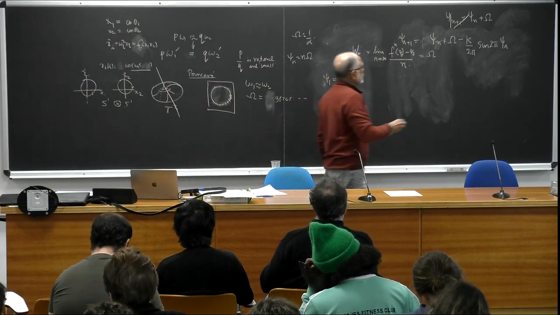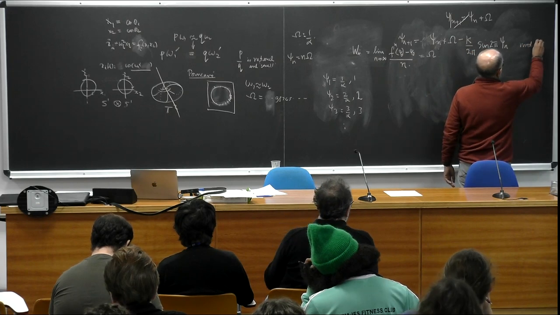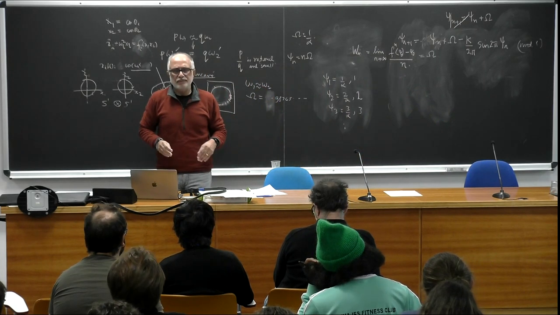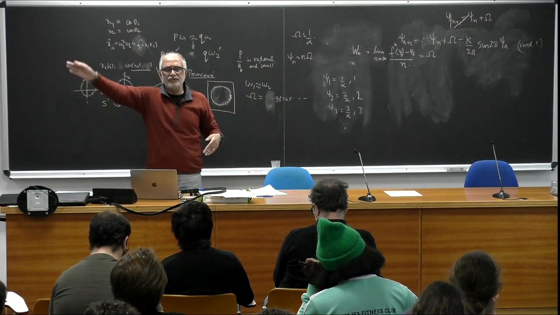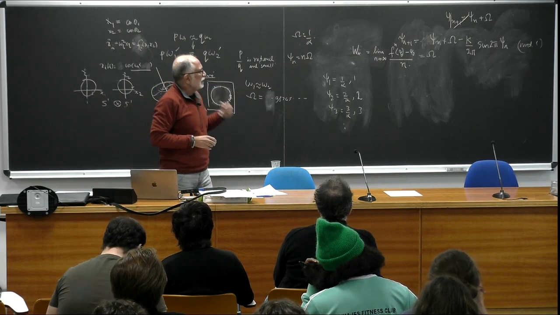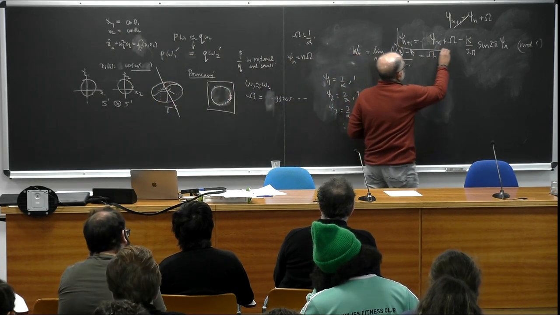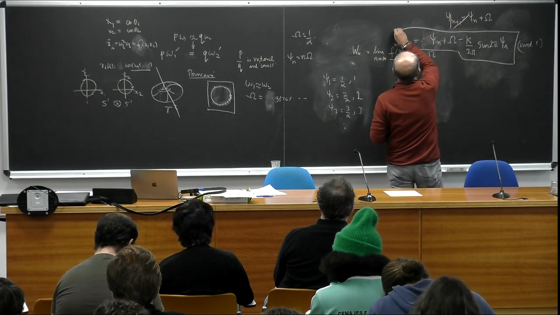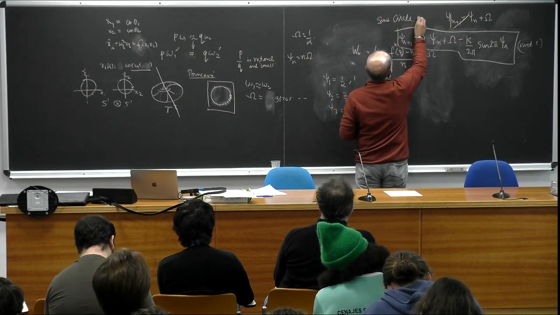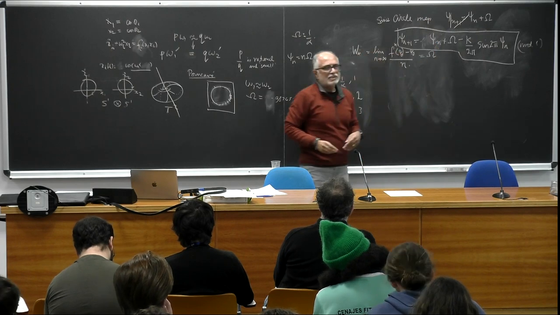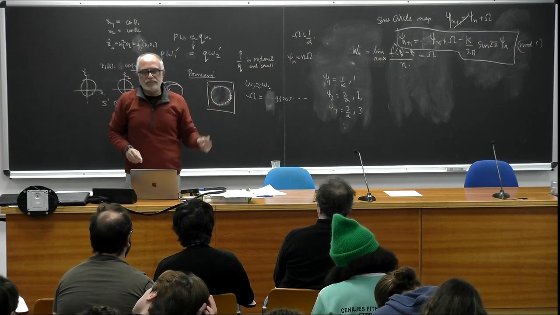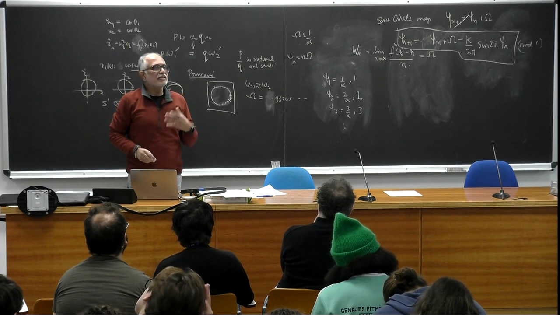Mod 1 is there. Mod 1 is only important when you want to represent it, but otherwise every point is equal to itself shifted by 2 pi, any number of 2 pi on both sides. So this is a very famous map. It's called the circle map, or to be specific, the sine circle map. When k is equal to 0, it's just the rigid rotation. What happens if k is small?